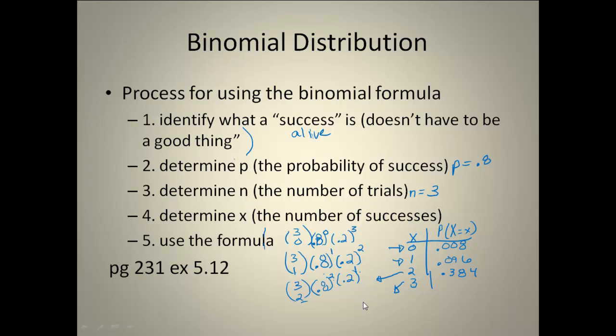And then my last one, 3 people being alive. Well, I have 3 to pick from, and I want 3 successes. My probability of success is 0.8, and I want 3 successes. My probability of failure is 0.2, and I want 0 of those. Calculate that out, and you get 0.512. So see how we can come up with these probabilities much faster by using the formula as opposed to having to list all of the outcomes and then calculate their individual probabilities.